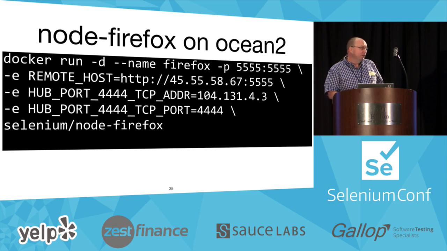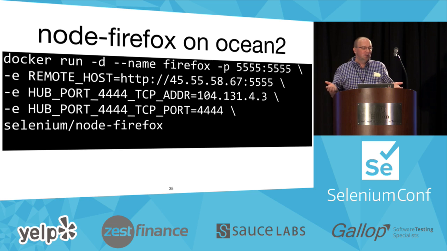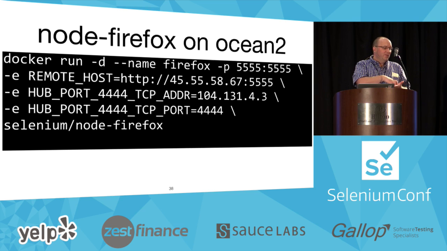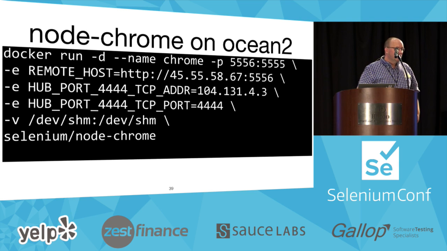This is how we're going to start the Firefox node. What I showed you in Puppet is really the same thing you would do on the command line. You just say docker run, give it the name Firefox, and publish port 5555. I need to tell the hub this is my IP for the remote host, and I need to tell the node where the hub is. And that's it. That's the whole configuration.